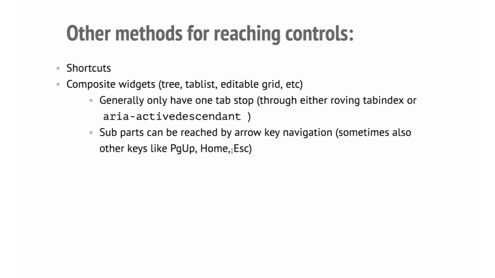Of course, it's not just arrow key navigation. Sometimes there's also other shortcuts like page up, page down, home, end, escape, and whatever shortcut makes sense. I mean, in some cases, like a tree view, you can usually use a first letter search. So you type in a letter, and it will automatically skip to the tree item that starts with that letter.